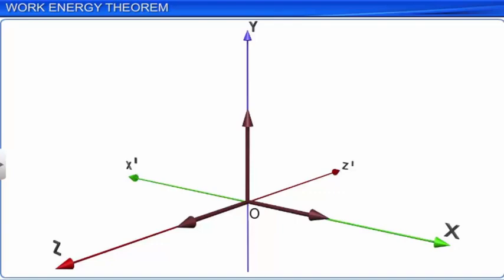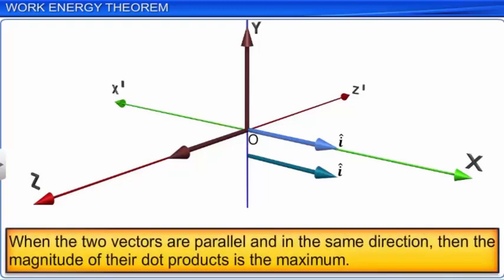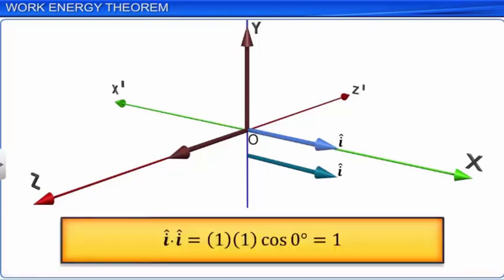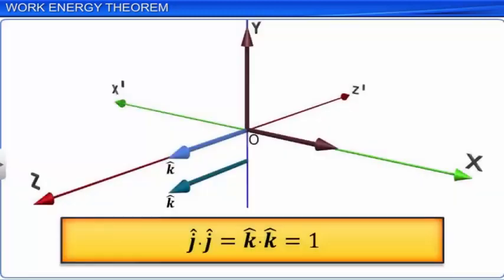Consider the unit vectors along the Cartesian coordinate axes i, j, and k. The angle between any two vectors in the same direction is 0. Thus, when the two vectors are parallel and in the same direction, then the magnitude of their dot product is maximum, as cos 0 degrees is equal to 1. Thus, we get i dot i equals 1, as shown. Similarly, we get j dot j and k dot k equal to 1 as shown.